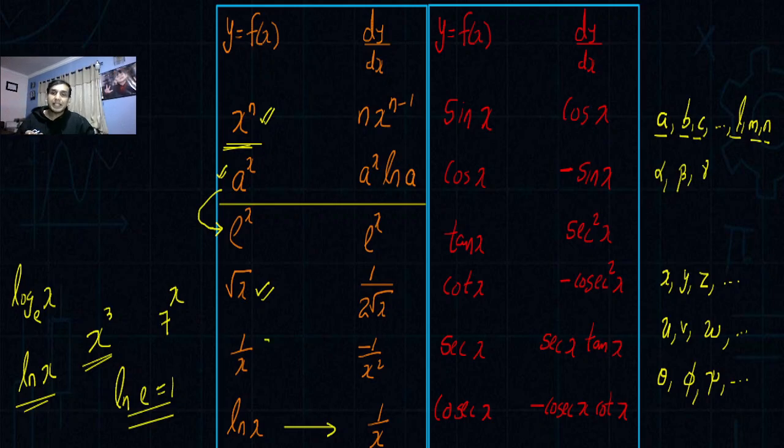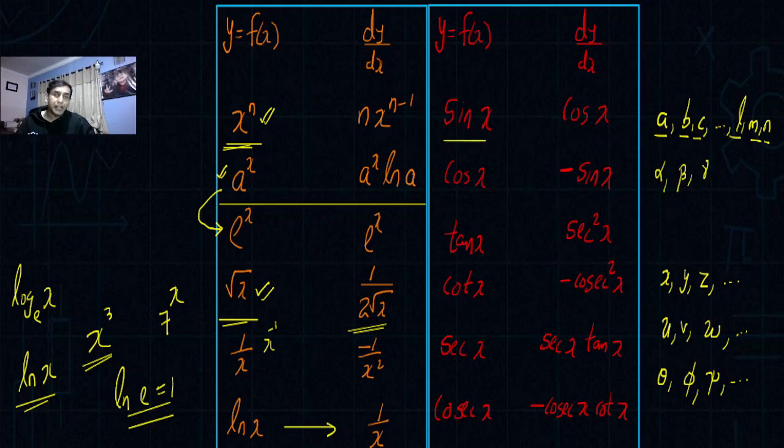1 by x means x to the power minus 1, but we cannot waste our time deriving the formula each time. So I want you to mug up this: for root x, the derivative is 1 by 2 root x, and for 1 by x, the derivative is minus 1 by x square.